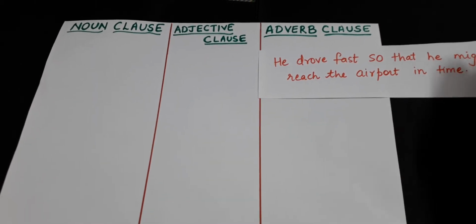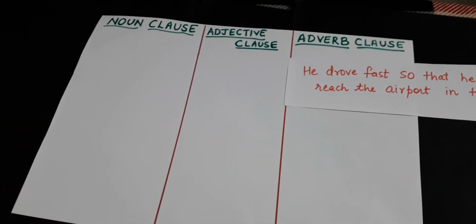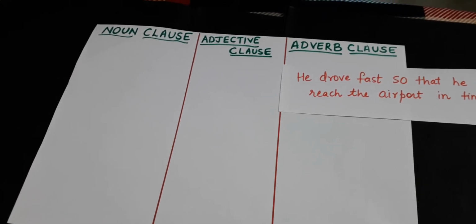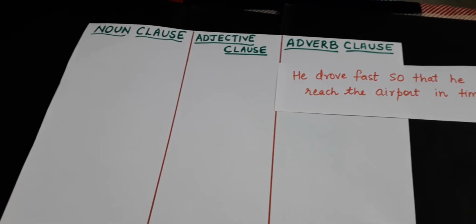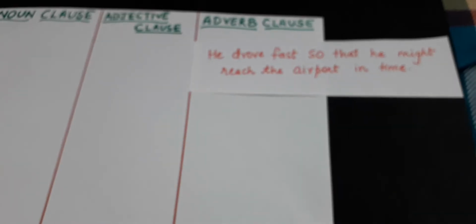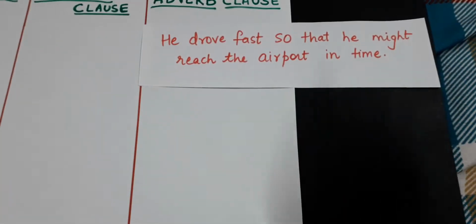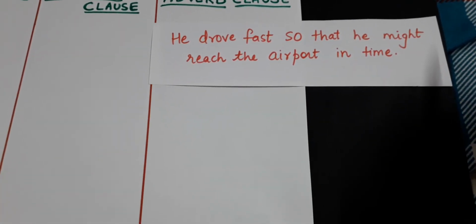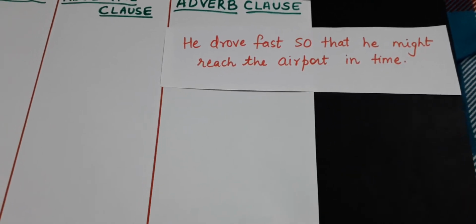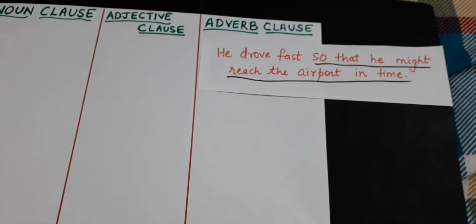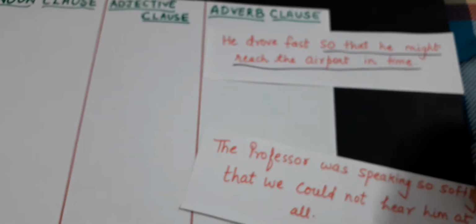And what is the clause here? Just underline that clause. Yes, the clause is: so that he might reach the airport in time. Like this, you have to underline the clause. Okay, now we have the next set of sentences.